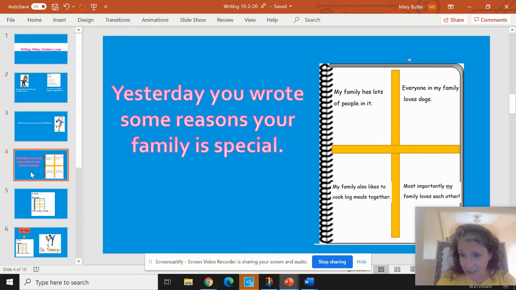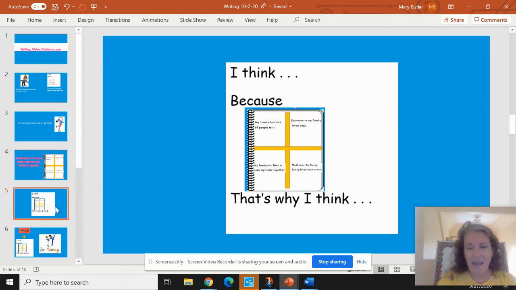Yesterday, you made a planning sheet and you included reasons why your family is special. That's what we're writing about, your opinion about what makes your family special. Remember, I filled in my planner by saying, my family has a lot of people in it. Everyone in my family loves dogs. My family likes to cook big meals together. Most importantly, my family loves each other. These reasons fit into our simple way of writing opinions. I think my family is special because of all those reasons, then ending with, that's why I think. This is the simple way that we've been writing our opinions so far.